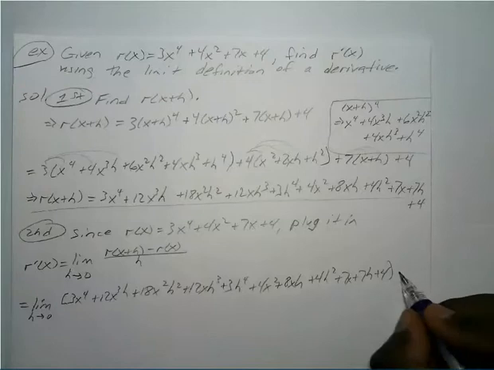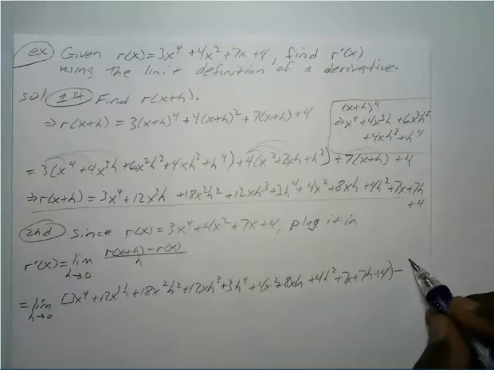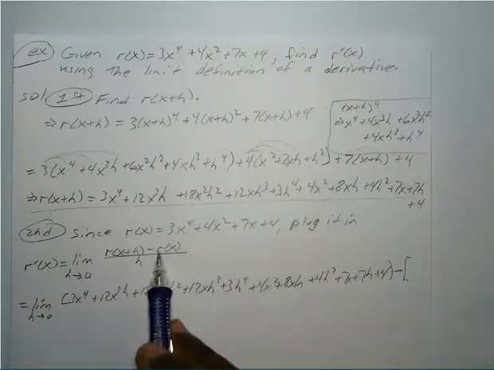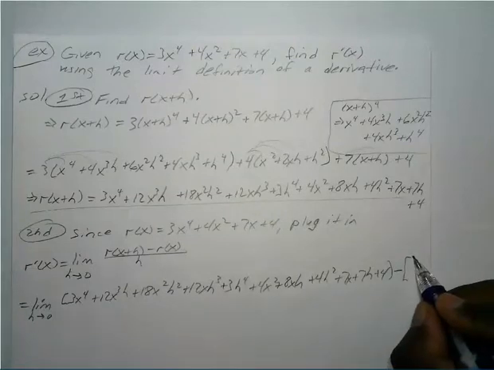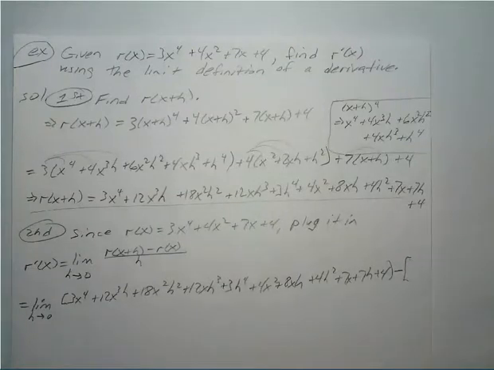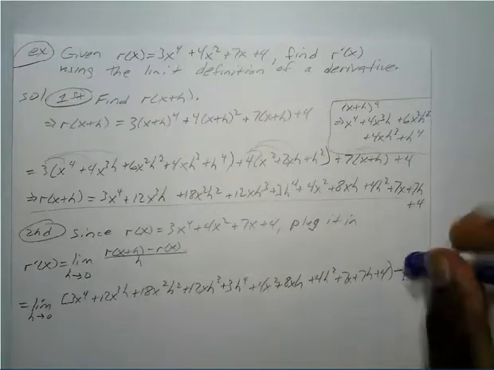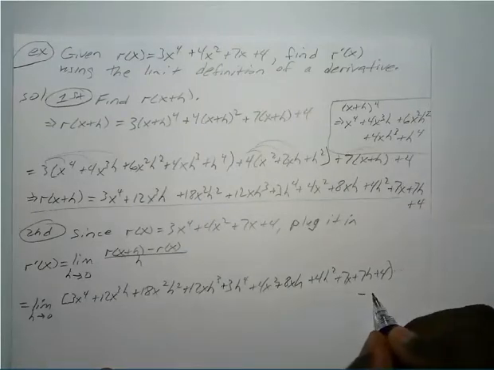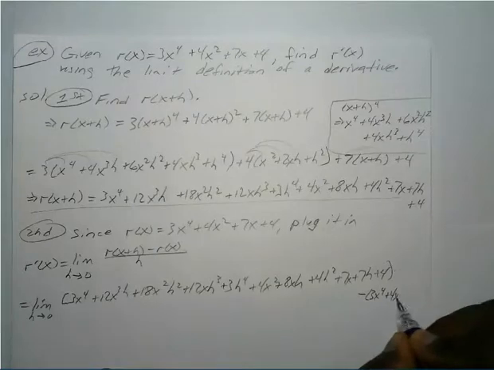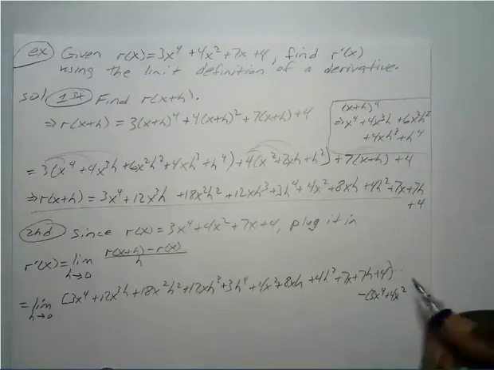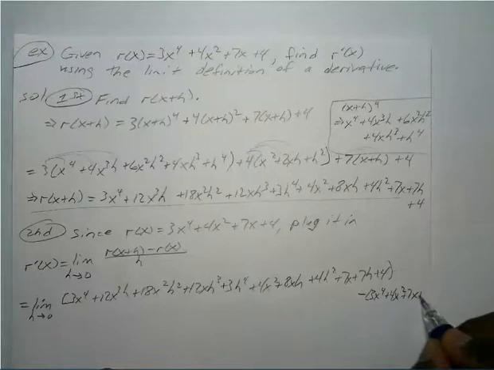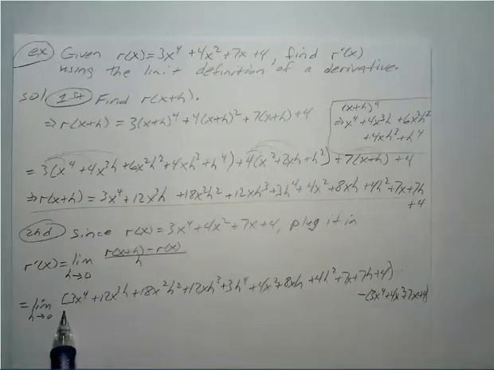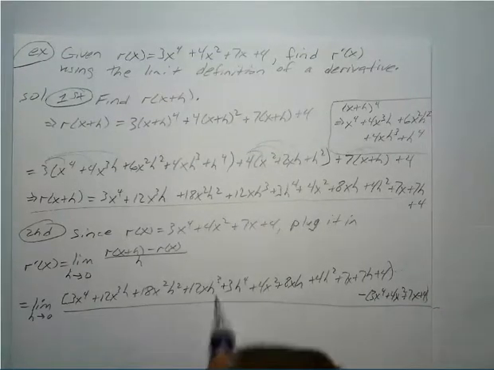Minus r of x, so that's minus, see if I can squeeze it in here, our r of x. I'll put it underneath there. That's minus 3x to the 4th plus 4x squared plus 7x plus 4, all over h.